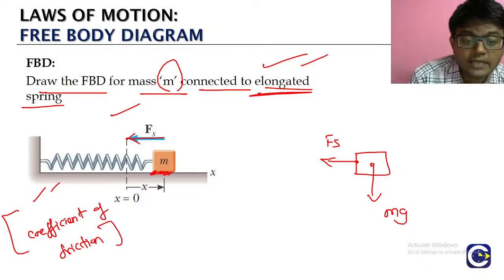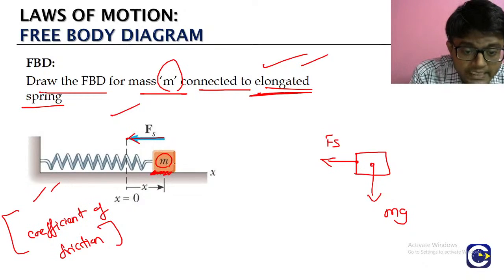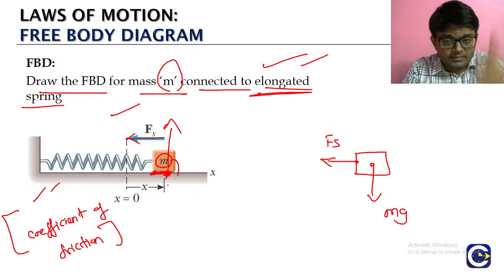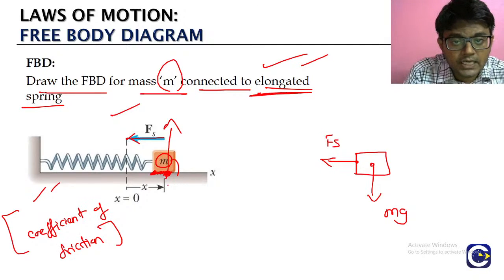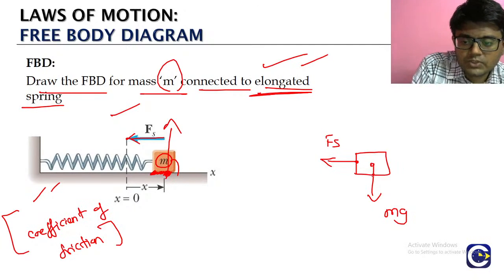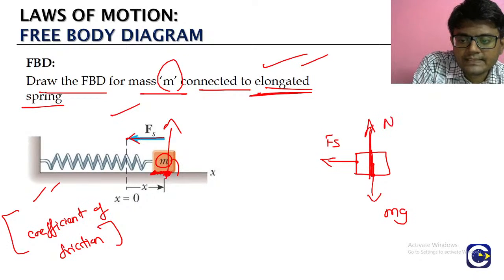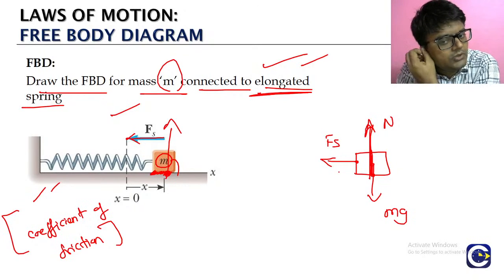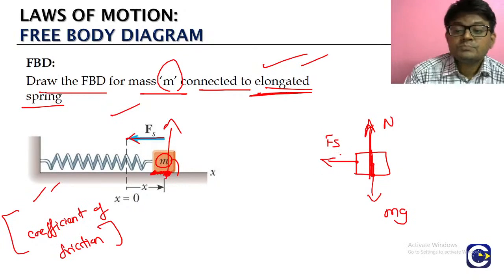Now look at it. There is a contact on the M. There will be a normal reaction acting. See how the normal reaction will be acting? From the contact surface it will be perpendicular, into the M. So here you see the normal reaction: from the contact surface, into the object. Okay. So this is how we will represent the normal reaction.